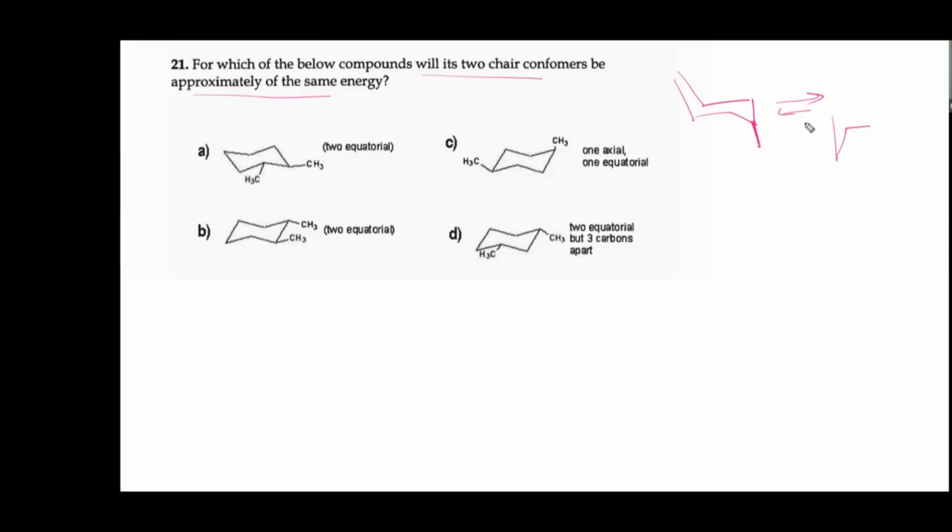This carbon can come down and this can go up for a ring flip, and you can have the same methyl group appear in the equatorial position. So there's a ring flip and you can have two chair conformations for the same molecule, assuming the boat conformation is not stable. Based on that, which two conformations will have the same energy? Which one do you think is the right answer here for these four molecules?